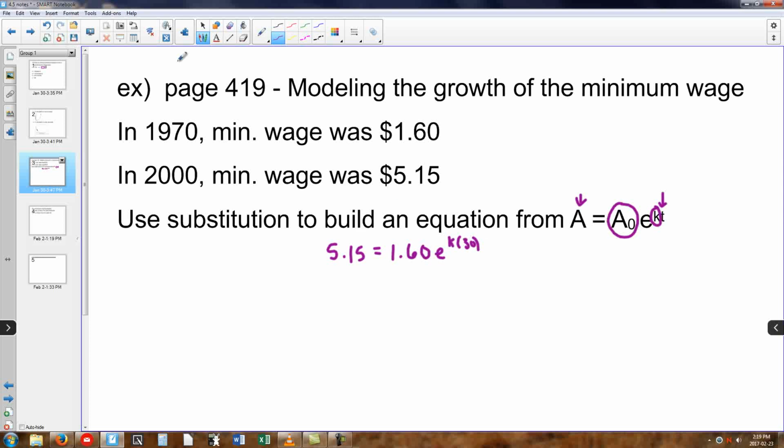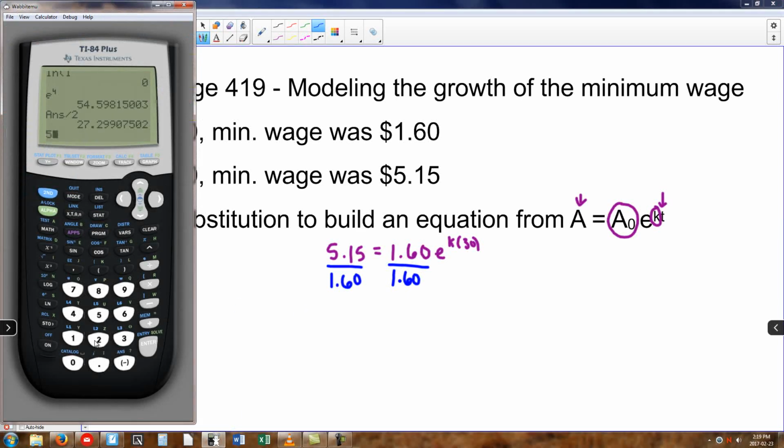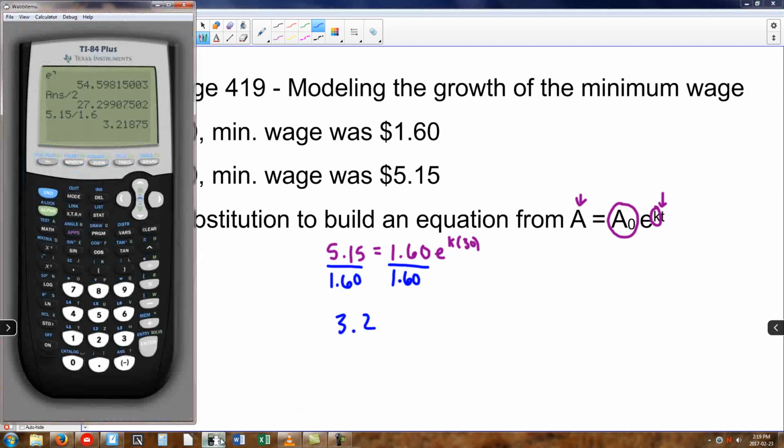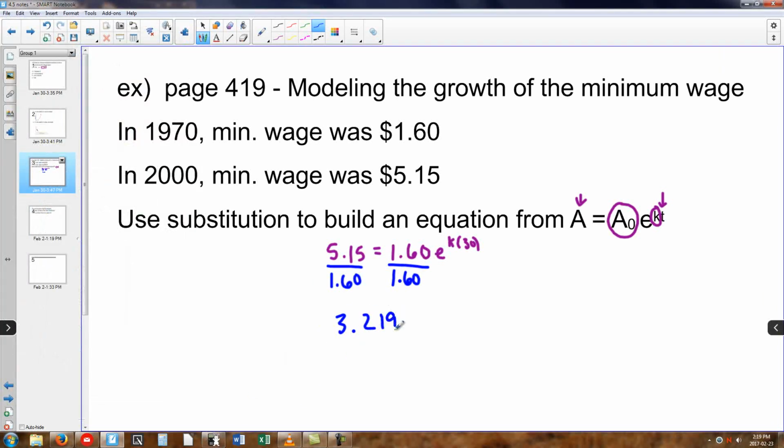Now this goes to what we did last time where we solved exponential functions. The e is the base and k times 30 is our exponent. This 1.60 doesn't matter as far as the exponential is concerned, so let's get rid of it. We'll divide by 1.60, and in our calculator, if we take 5.15 divided by 1.60, we get 3.219 will equal e to the 30k, and that'll work for us.